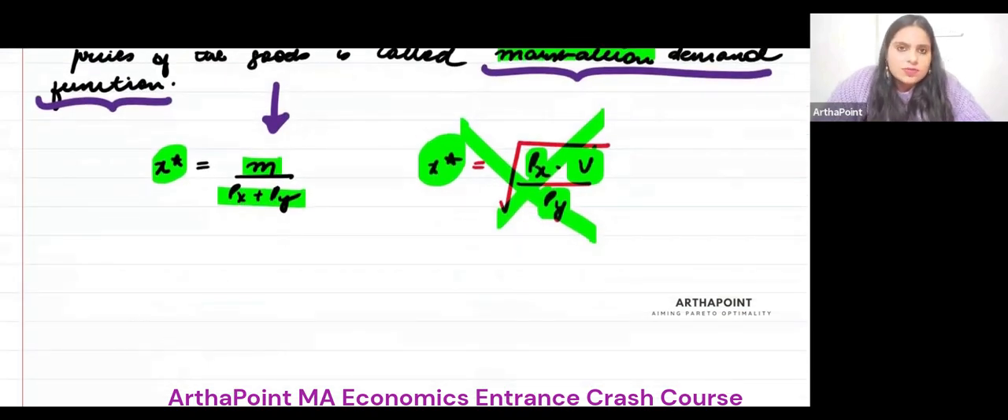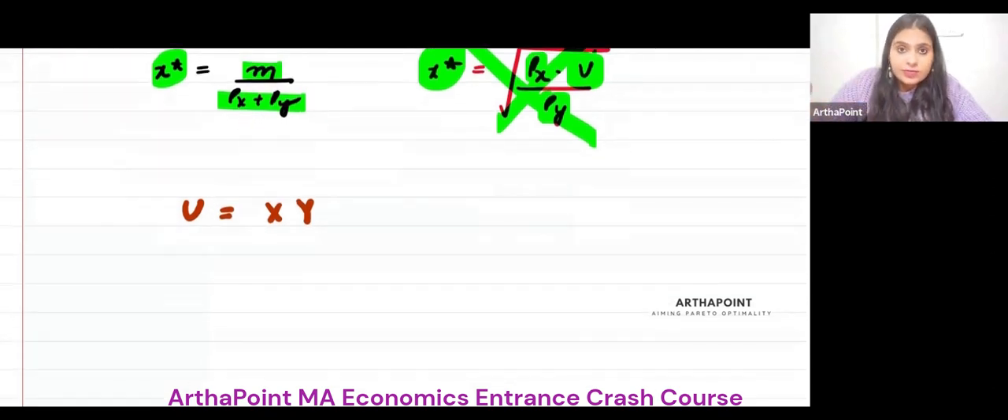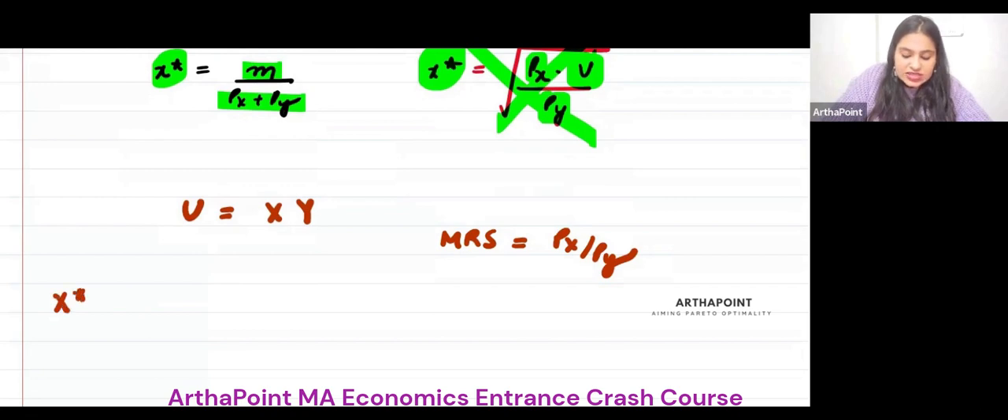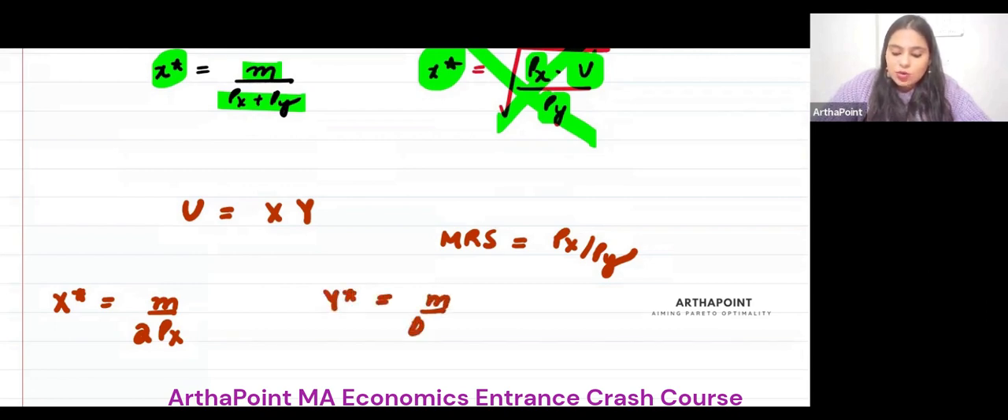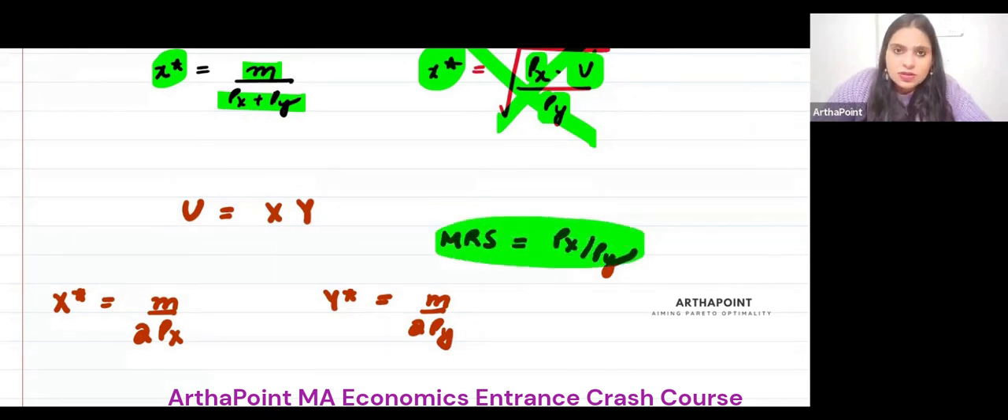Now just think about this. I got U as XY. In the beginning, in a question, this was given to me: U was X into Y. Then I started solving, and when I equated MRS to PX by PY, I got X star as M by 2PX. And I got Y star as M by 2PY by equating this, or by the Lagrange method, whichever way you do it. X star will come as M by 2PX. Y star will come as M by 2PY.